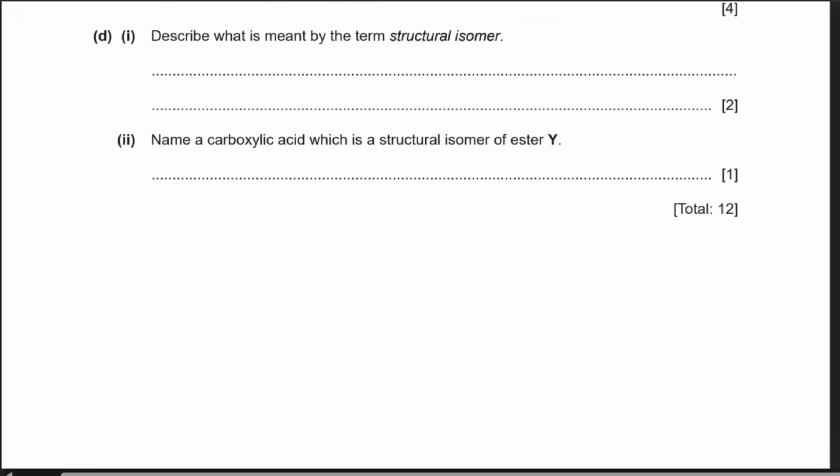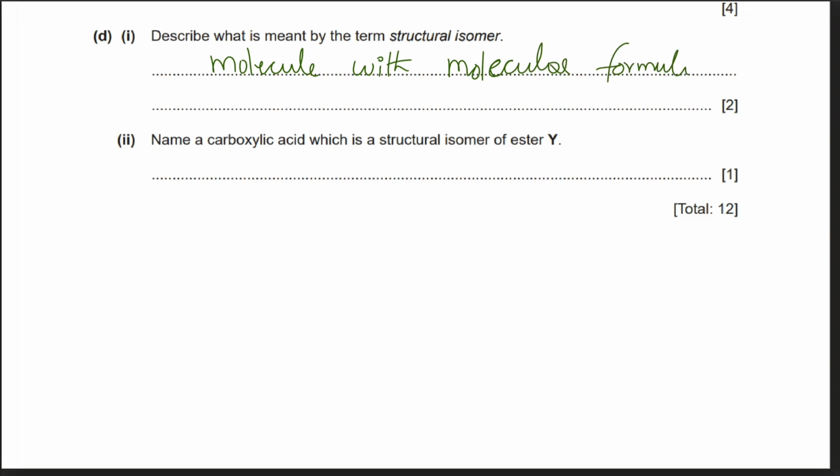Describe what is meant by the term structural isomer. It's 2 marks. So you can simply write a molecule with the same molecular formula but different structural formula.